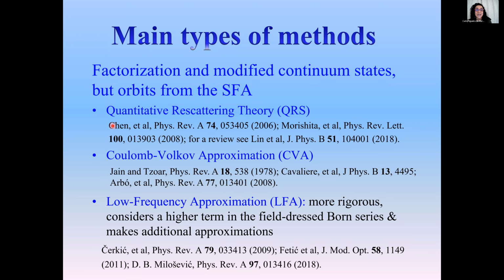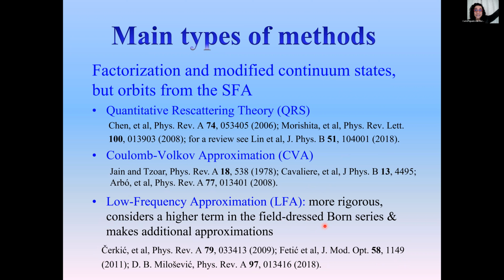And this has been done by a lot of groups. This one was done in Kansas. This is quantitative rescattering theory. This was pretty much in Vienna and Buenos Aires together. So Coulomb Volkov approximation. And this one, Sarajevo and Berlin, by Wilhelm Becker and Dejan Milosevic and their groups. This is more rigorous, but it's the same principle.